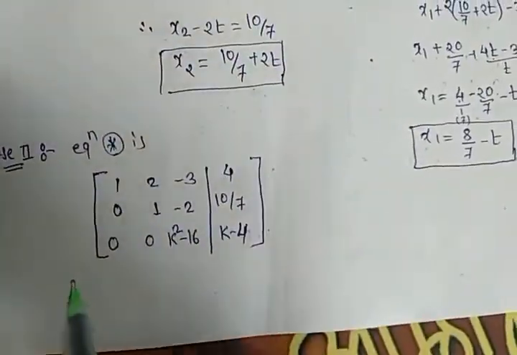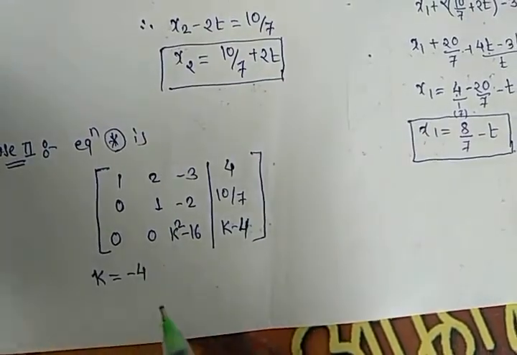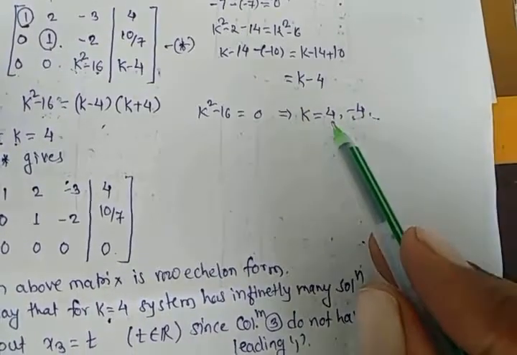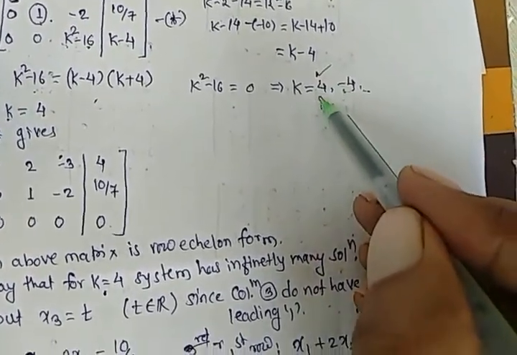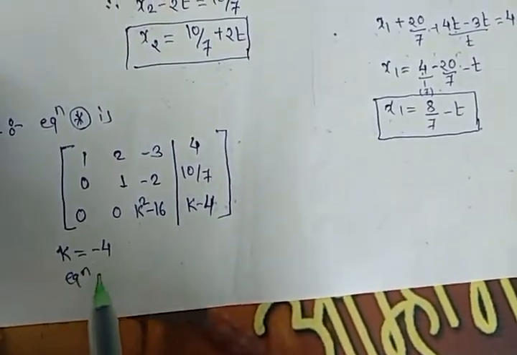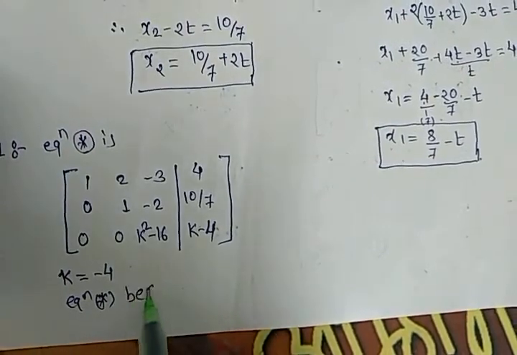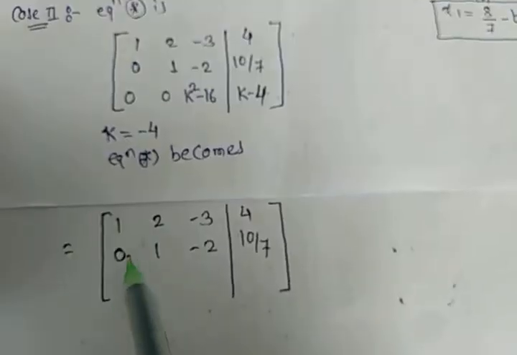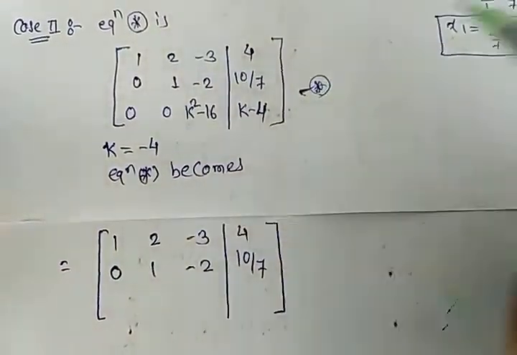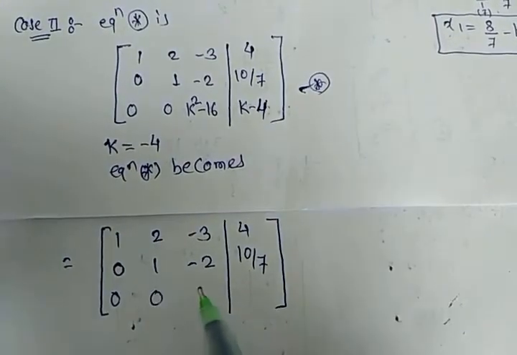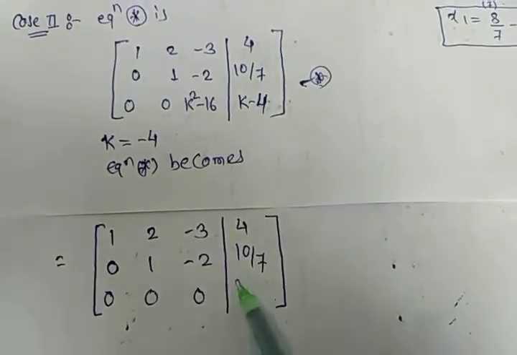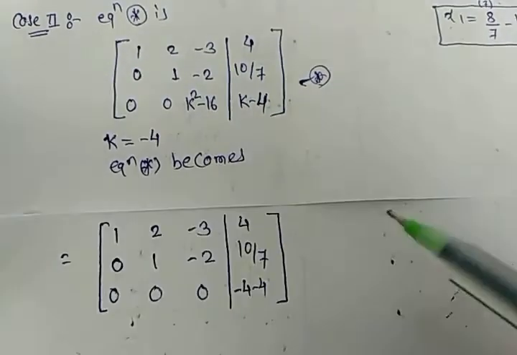Now we take here k is equal to minus 4, because we have two values, k is equal to 4 and k is equal to minus 4. So for 4 it has infinitely many solutions. Now we have to check for minus 4. Now for minus 4, equation star becomes, here 0 0, it will be 0 because minus 4 square is 16, minus 16 is 0, and minus 4 minus 4, which is minus 8.